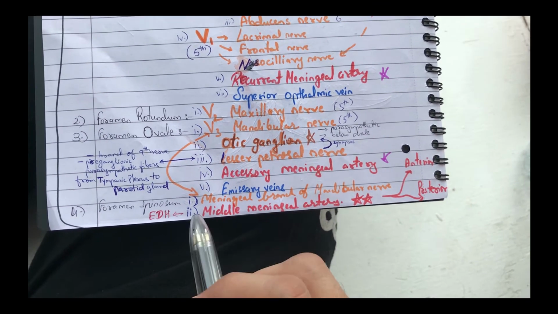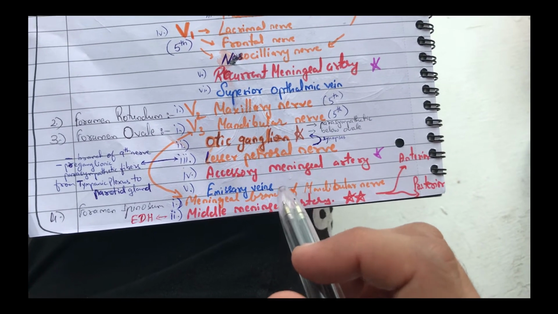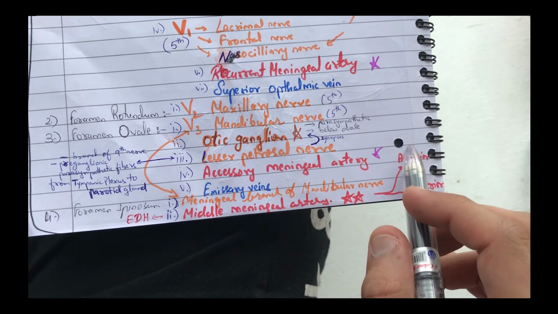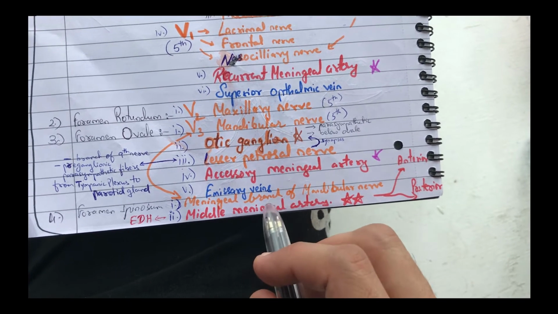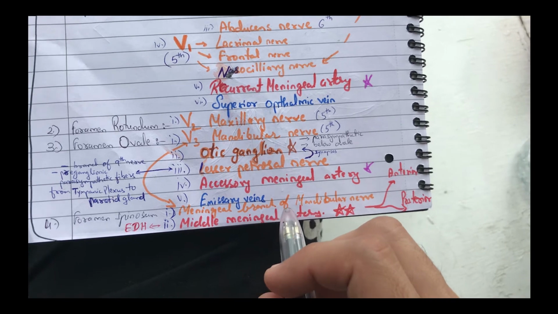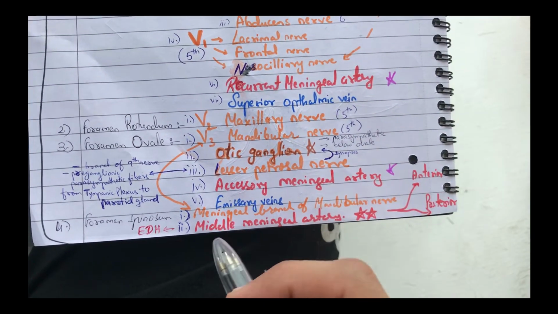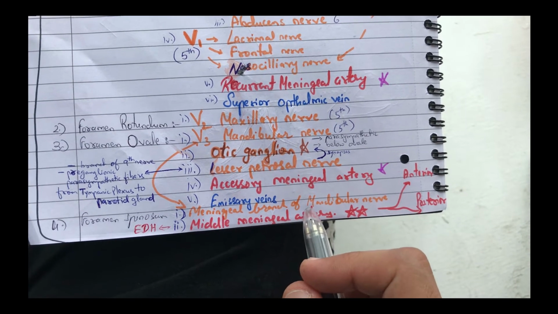Okay, now the important artery, the middle meningeal artery. I hope you all are aware of it. It has 2 branches, anterior and posterior, and this artery is primarily a branch of the facial artery. The facial artery eventually enters as the maxillary artery and then gives a branch, the middle meningeal artery.